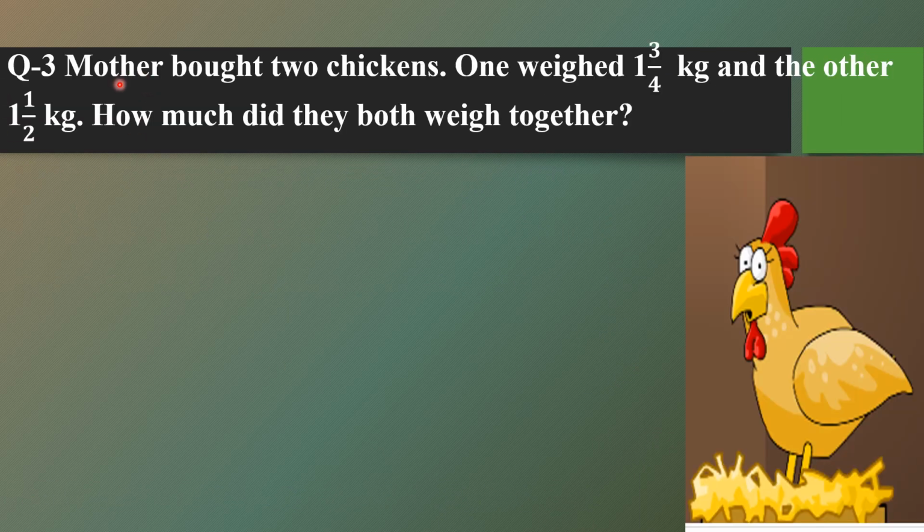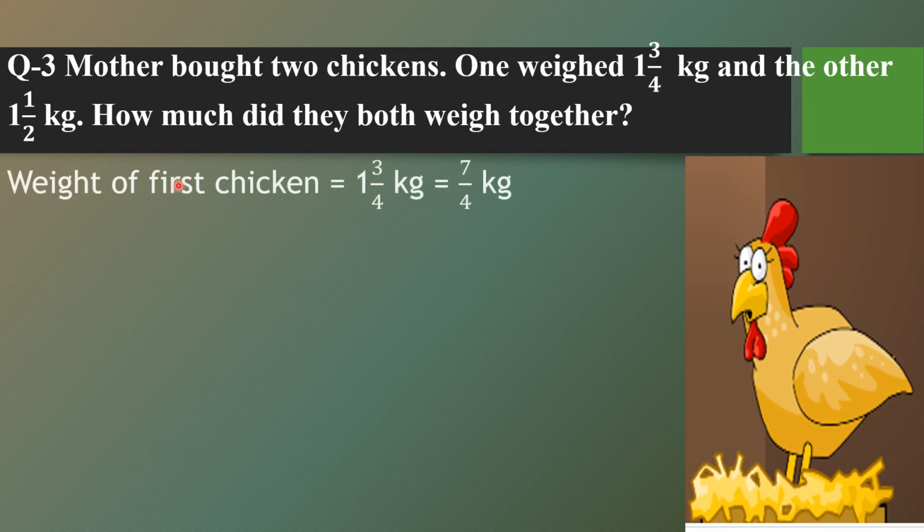Next question is, mother bought two chickens. One weighed 1 and 3 by 4 kilogram and the other 1 and 1 by 2 kilogram. How much did they both weigh together? So here is a question about chickens. So here two chickens, and the weight of one chicken is given and the weight of another chicken is given. It means our statement will be weight of first chicken equals 1 and 3 by 4 kilogram.